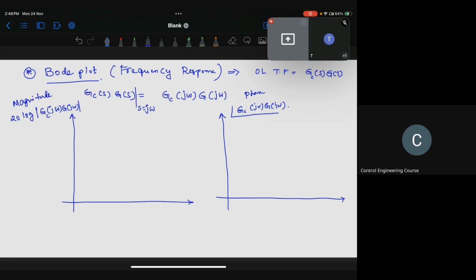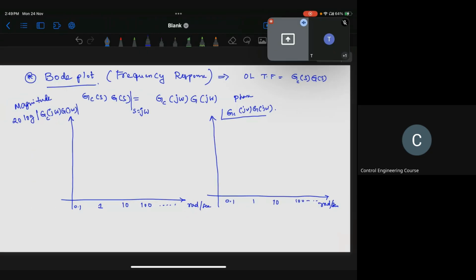On the x-axis we have the frequency, in radians per second. We vary these frequencies starting from 0 up to a maximum, in orders of 10: 0.1, 1, 10, 100, etc. We draw these two plots. One plot is called the magnitude plot, the other is called the phase plot. This is what the Bode plot basically indicates.